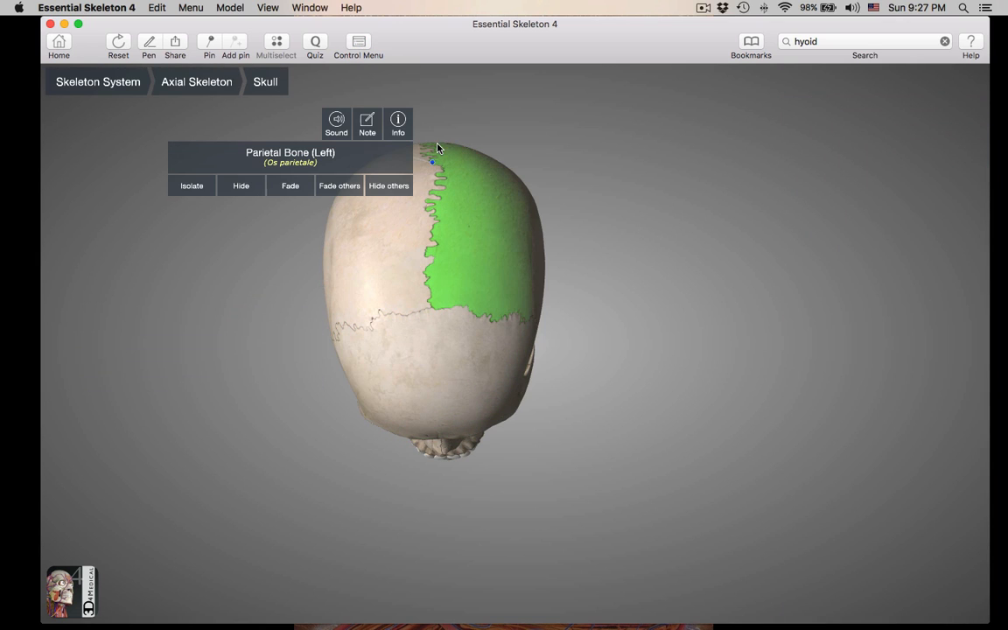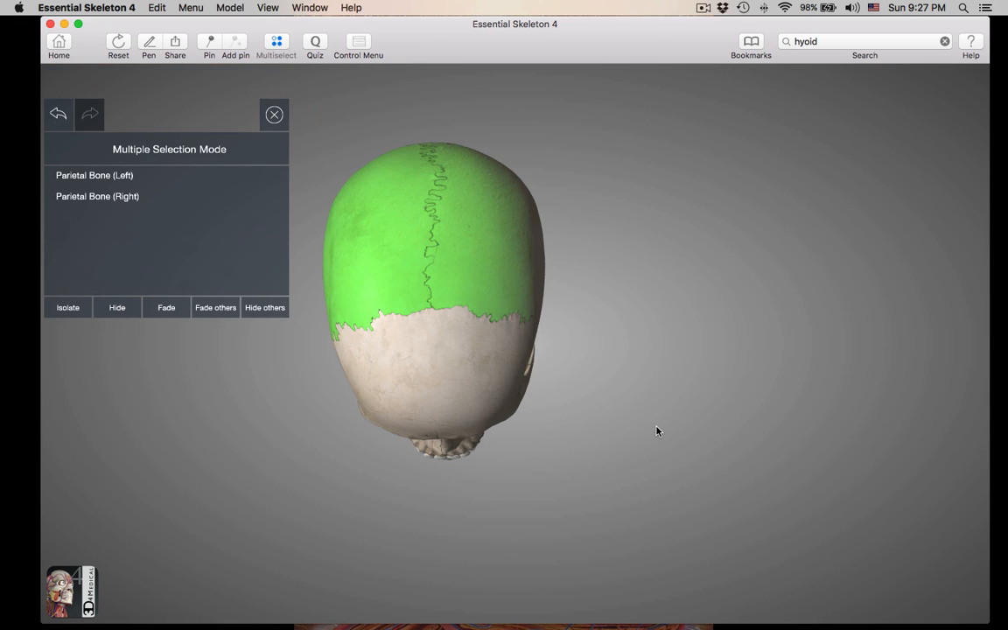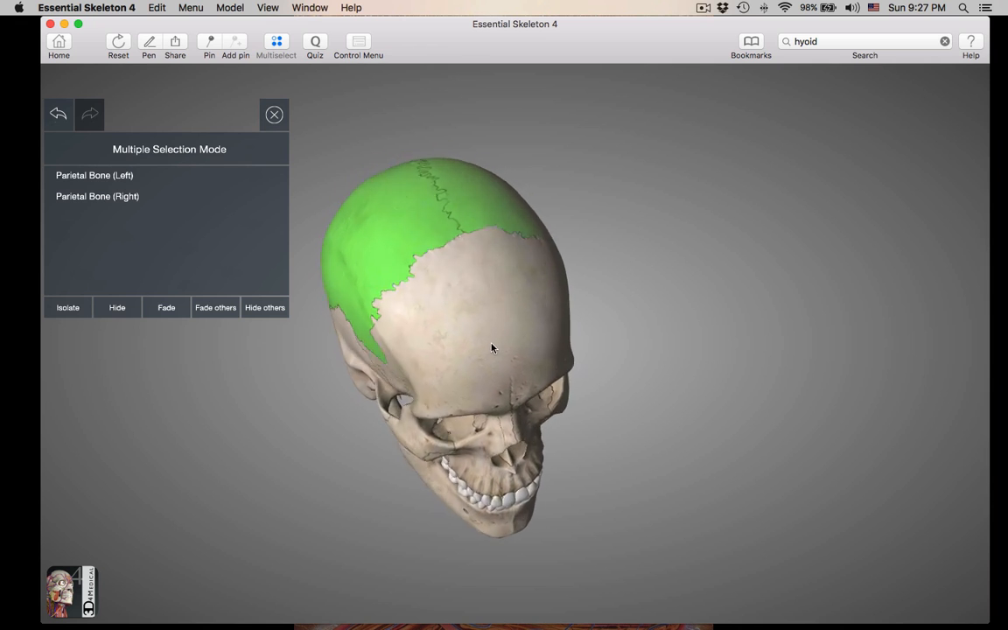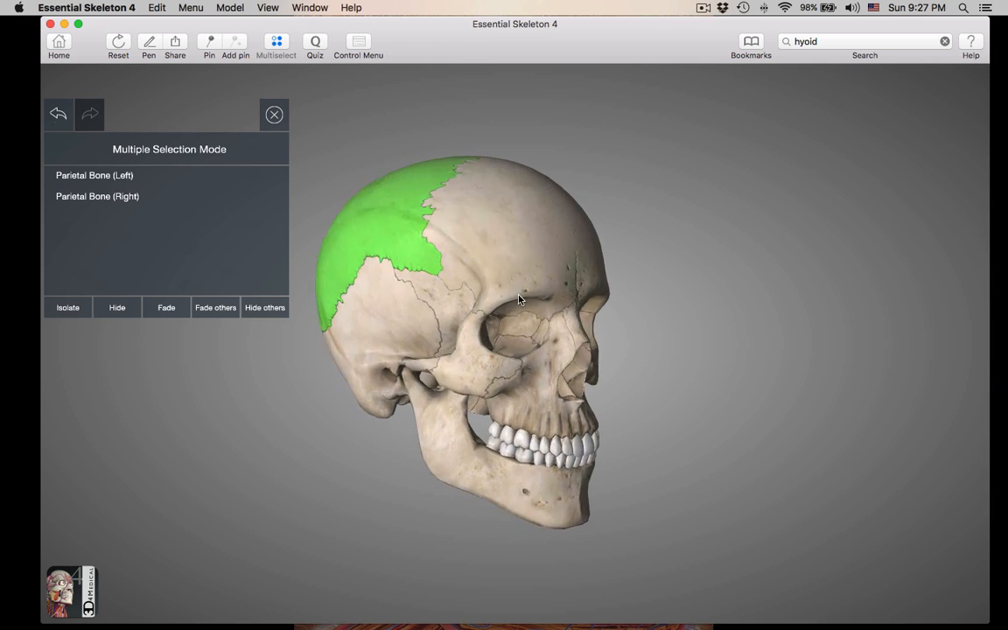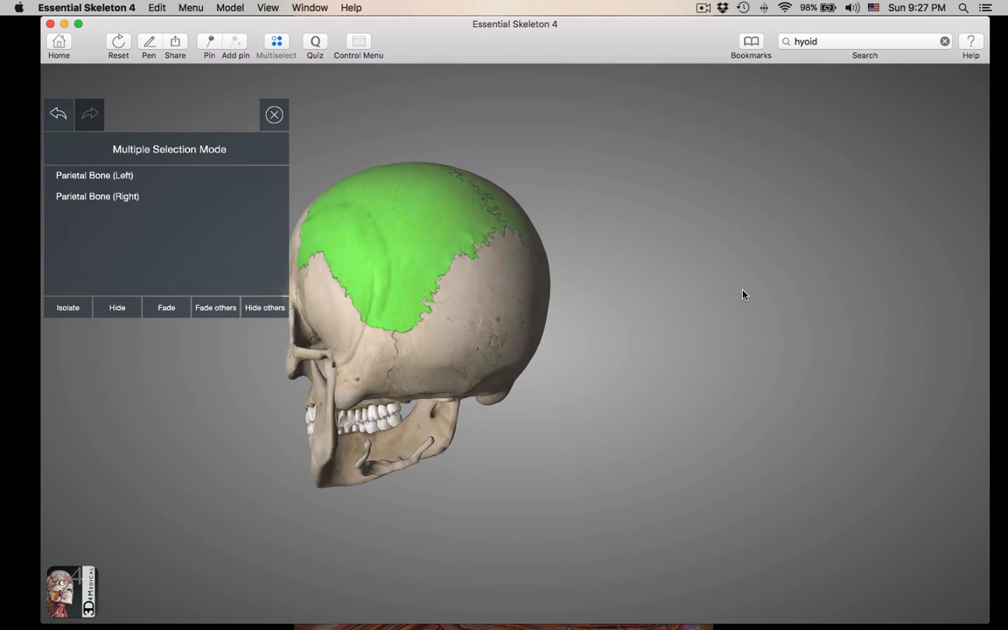And it will be the parietal bones. We have a left parietal bone and a right parietal bone. Two parietal bones. And there are our two parietal bones.